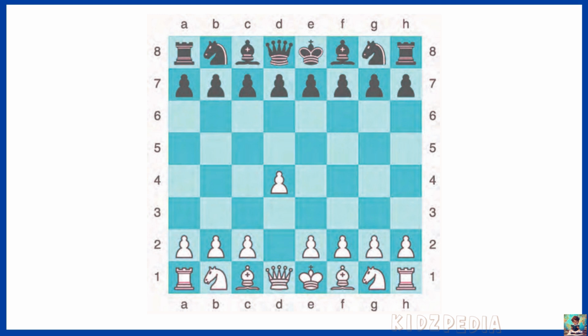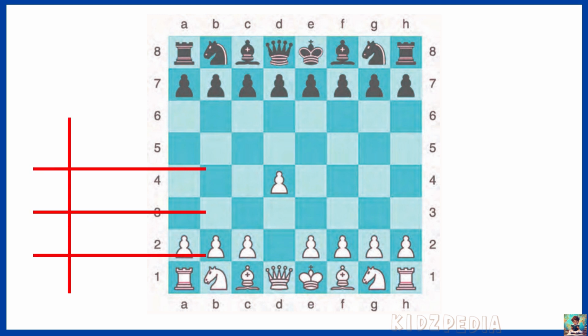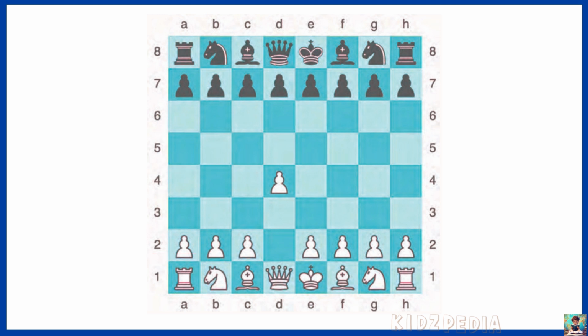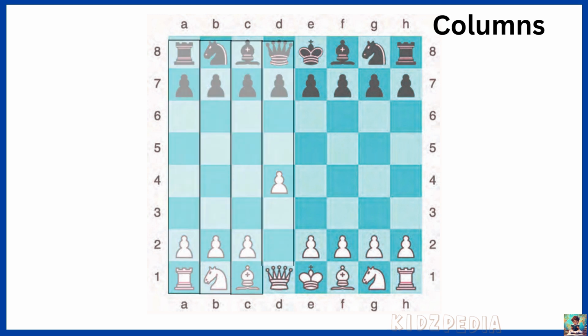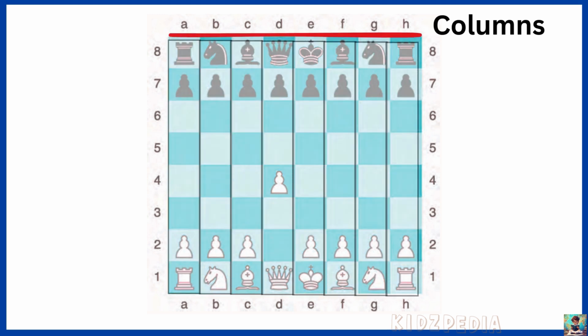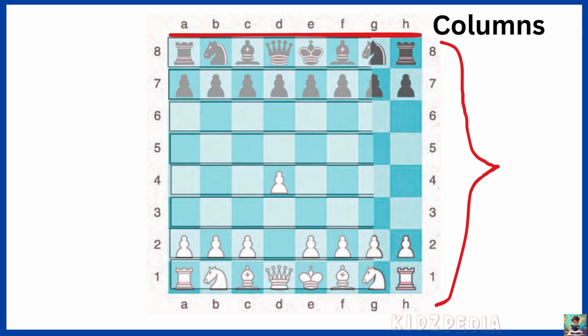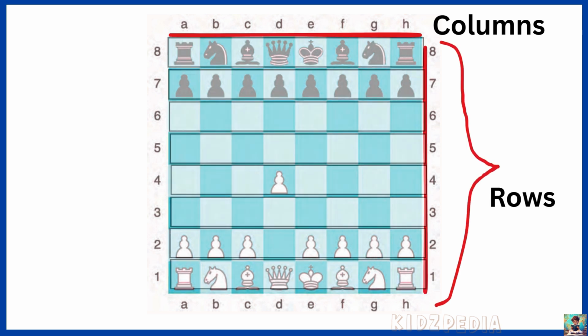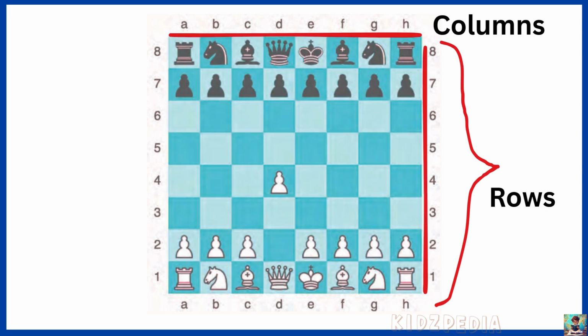Now, let's think about a chessboard. A chessboard has 64 squares arranged in 8 rows and 8 columns. Rows go left to right and columns go top to bottom. To help players remember and record their moves, the columns are labeled with letters from A to H and the rows are numbered from 1 to 8. You can see this in the picture. This way, every square on the board has its own name like D2 or D5.